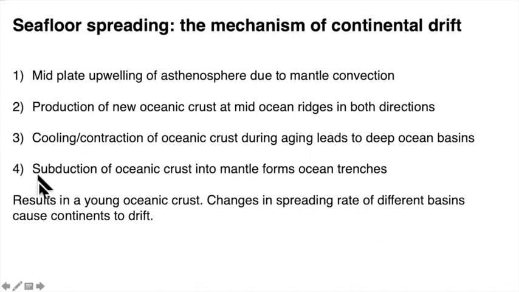This conveyor belt ends with the subduction of ocean crust back into the mantle. This subduction is what forms ocean trenches. This process is what keeps the ocean crust a lot younger than the continents, which don't go through this cycle.